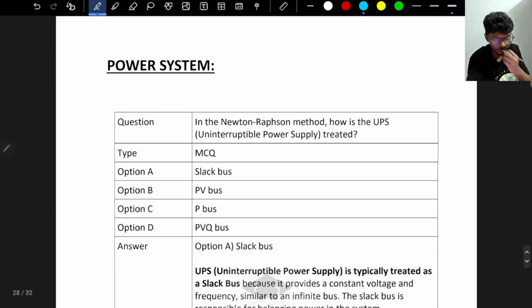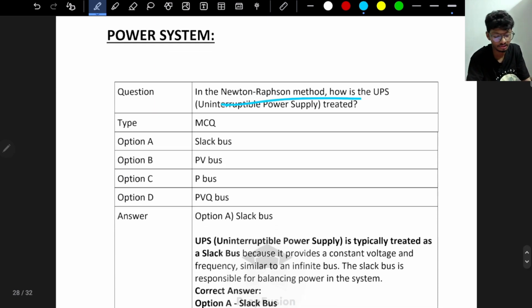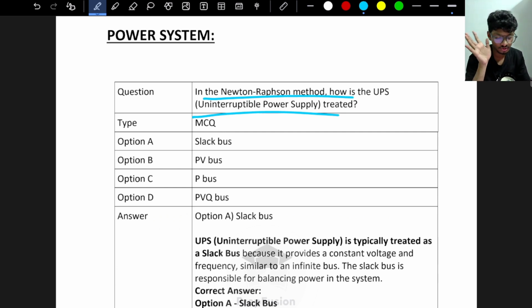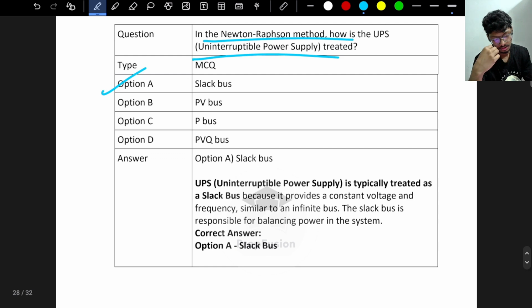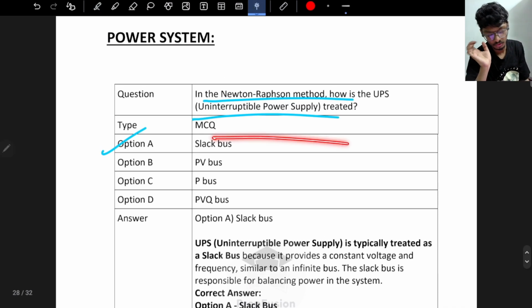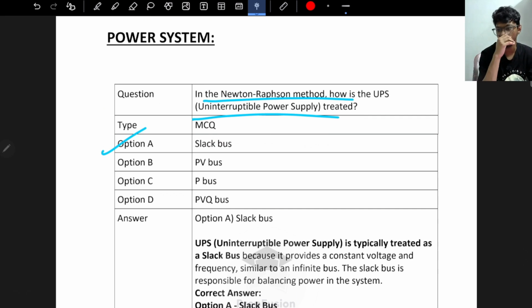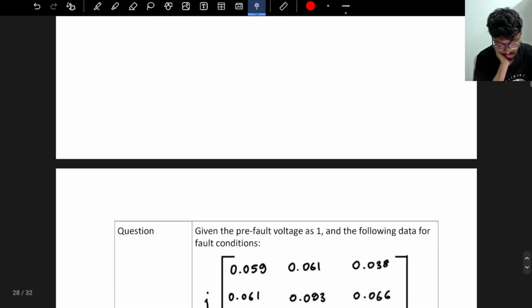Again in power systems, few theoretical questions came like this one. Newton-Raphson method. Uninterruptible power supply will be treated as what type of bus? It's a bit controversial. According to me, it should be slack bus. Why? Because slack bus is also used to provide power during fault or balancing. And this UPS also is used when there is some problem in the power supply system. So I think they are similar. It should be treated as slack bus.